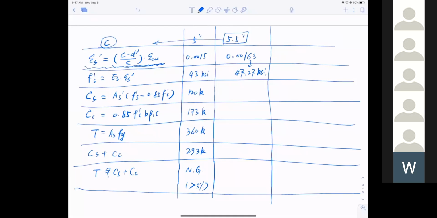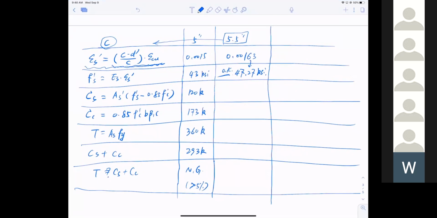All right. So it does not yield, isn't it? Yeah. Is it good for us or bad for us? Good. All right. That's a good answer. Thanks a lot. So we're good. All right. So that's 47.27 ksi.